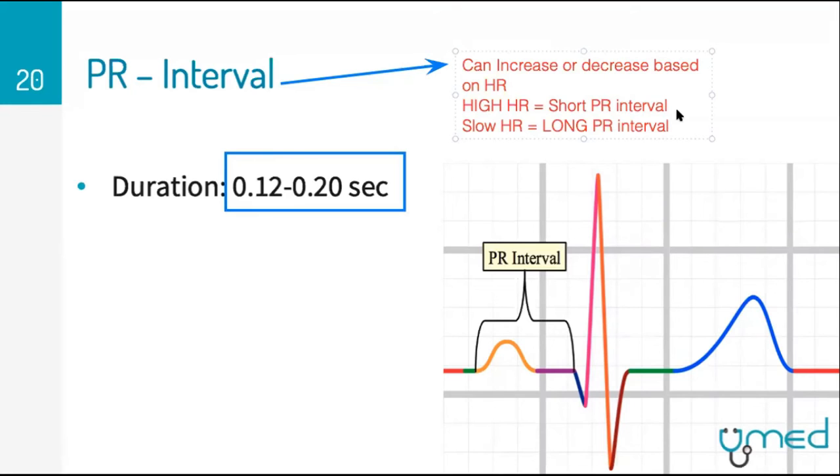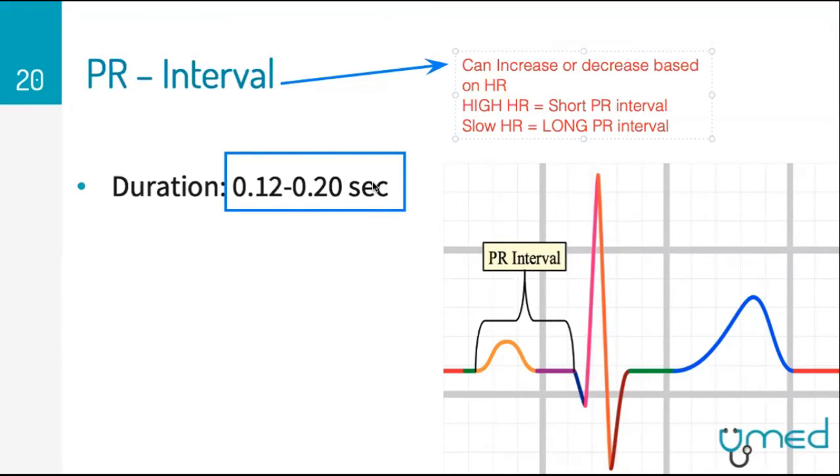In a similar fashion, if you're relaxing at home and you're not doing much, you have increased vagal input, so heart rate slows down, longer PR interval, stuff like that. So ensure that you know this duration as well, right?